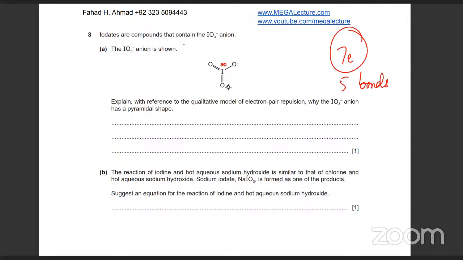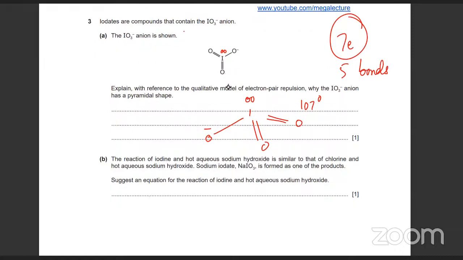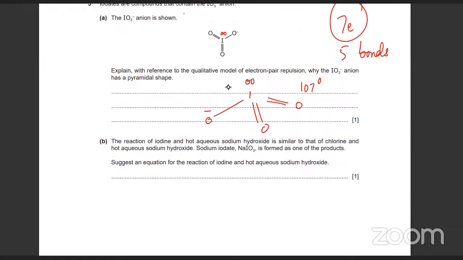So its shape is going to be pyramidal. The oxygens will be at the base, and the lone pair would be sitting on top of it. Is this clear? And the angle would be 107 degrees. So you just have to explain, for 1 mark, that it's got 1 lone pair and it's got 3 pairs of bonds, or 3 bonding pairs, which is why it's going to be pyramidal.